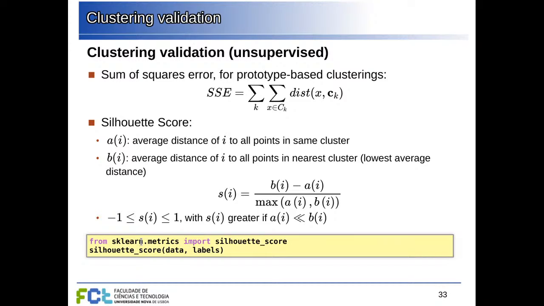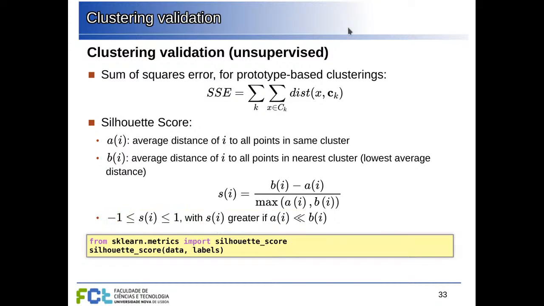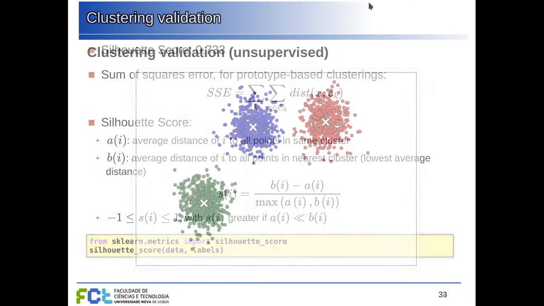This is easy to use because you have this metrics module in scikit-learn. You have the silhouette score. You just need to provide the coordinates of your points, so the data, the features, and the labels for the clusters, and this function automatically computes these average distances to the nearest cluster and within the cluster, and gives you the average silhouette score for all the points in this data set.